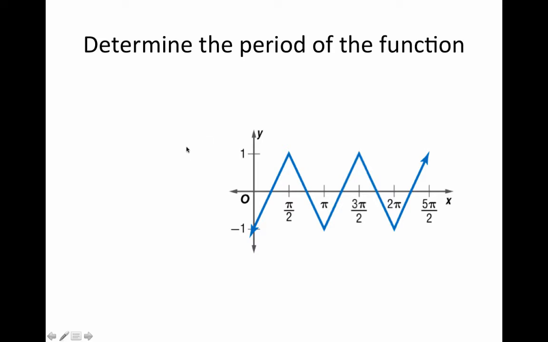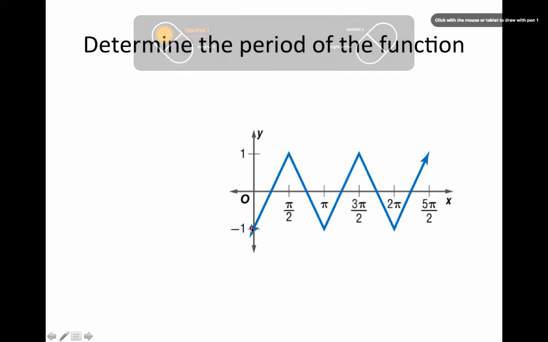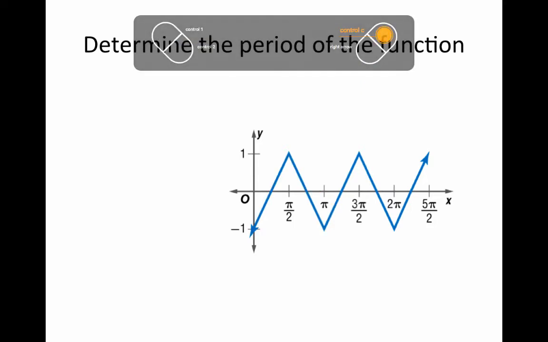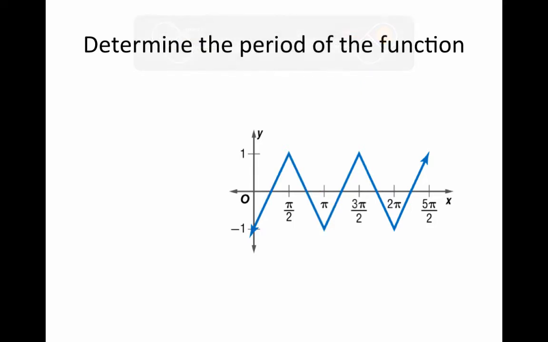Period. Where am I starting? I'm starting at -1, and I'm heading up. I go up, I go down, and now I'm back to -1, heading up. My period is pi. So that's why, when we're talking about the period of sine and cosine, the period is 360 degrees in degrees, or 2 pi in radians.